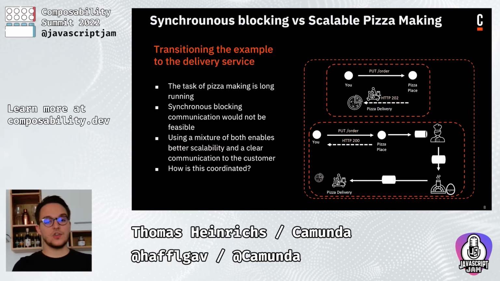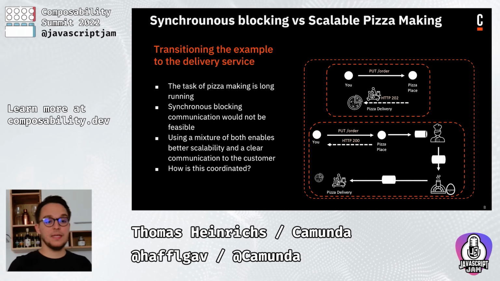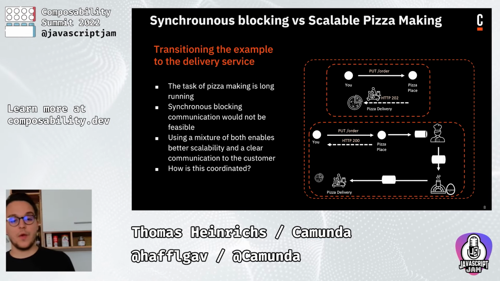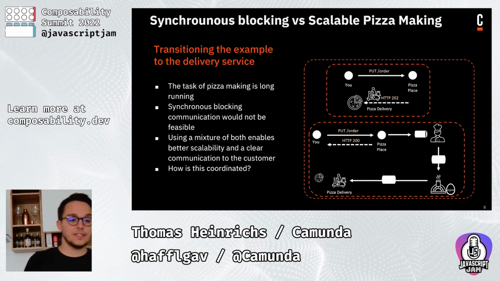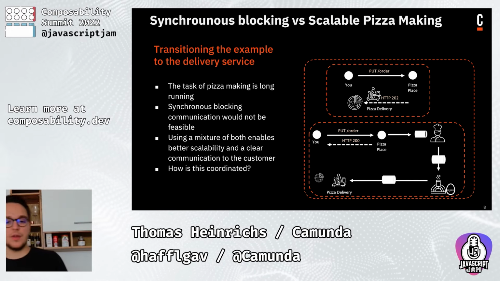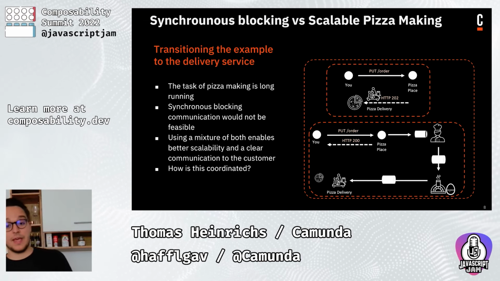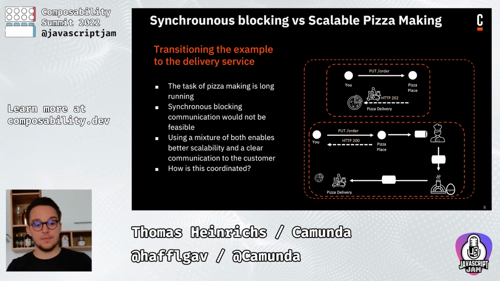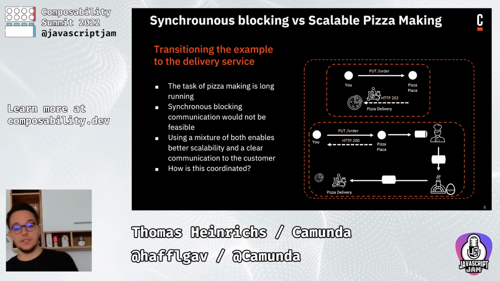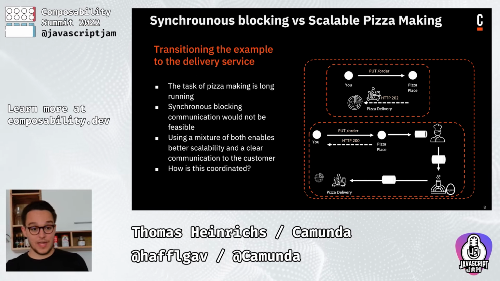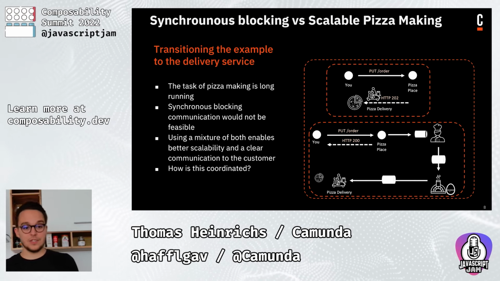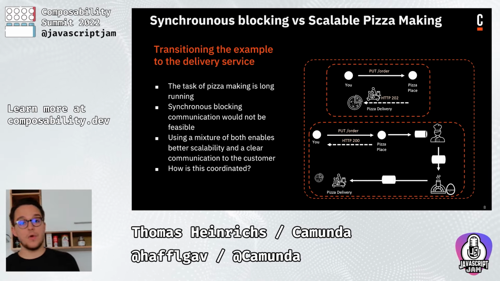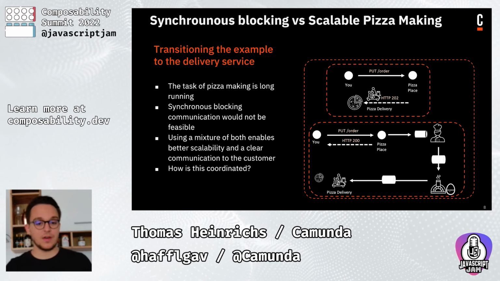On the next slide, I try to capture what we have just seen in the pizza example in those diagrams we have seen on the first slide. So when we would only apply asynchronous communication, something like the top one would happen. We put an order to the pizza place and there will be, at a certain point, a delivery return. This will take for ages. And as said, the most important consideration we need to take into account is that we are talking about a long-running task, and synchronous blocking communication will also not be feasible at all. So applying a mixture of both communication styles is actually the solution, as pointed out in the pizza example.